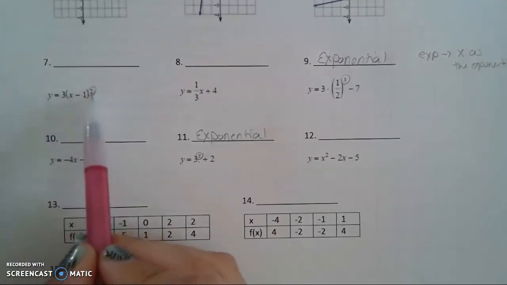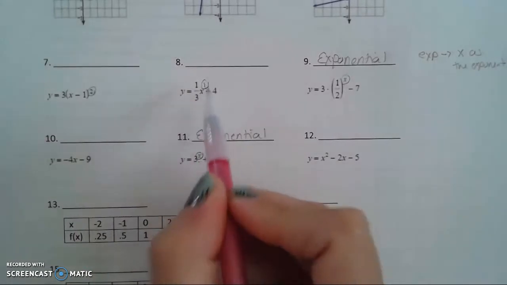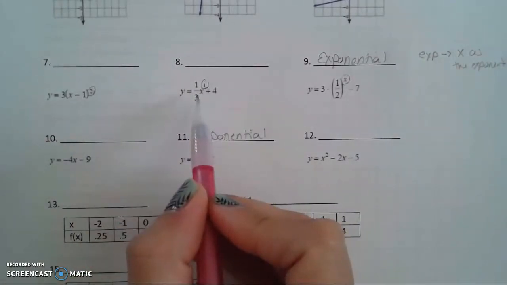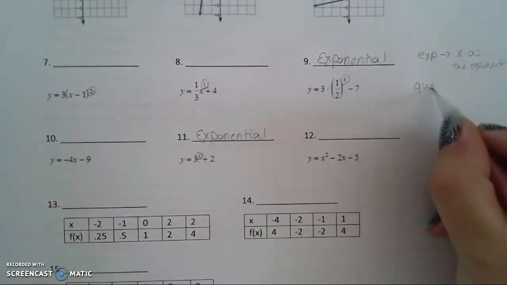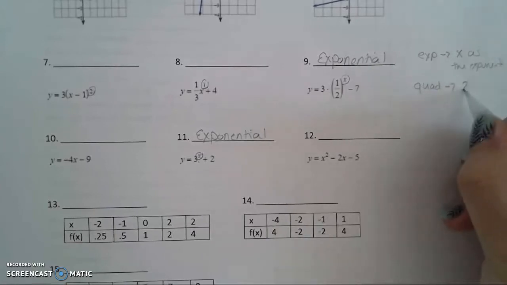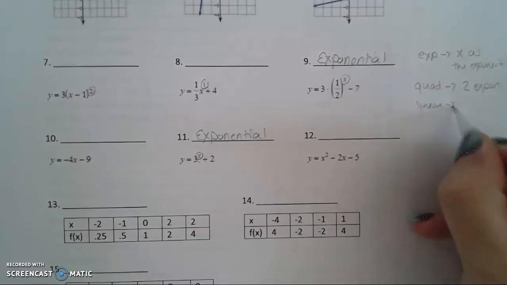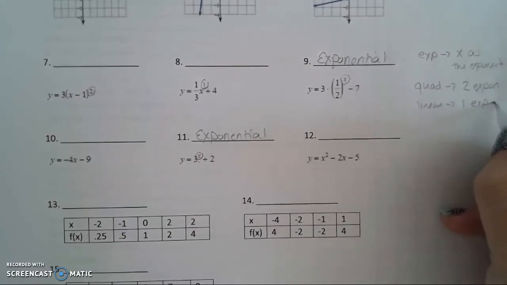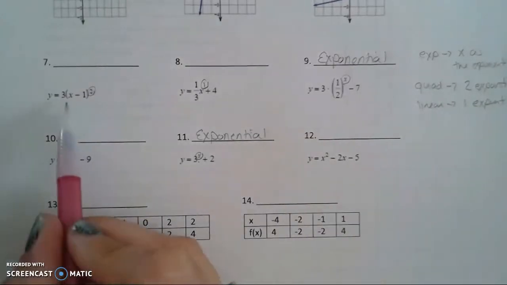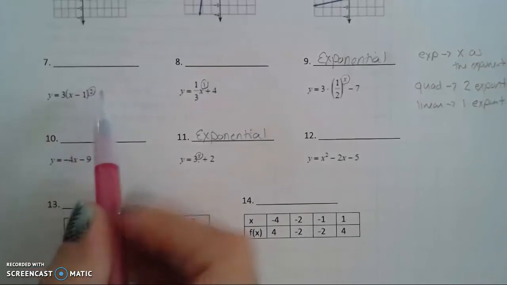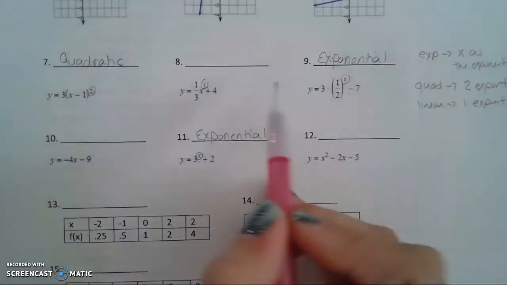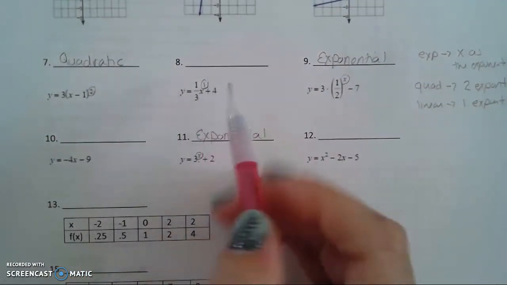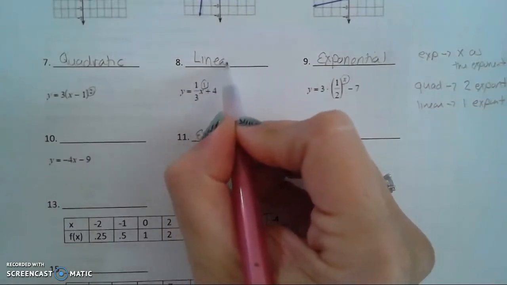So that is my biggest exponent that's written. Here, my biggest exponent that's written is a 1. So that means one of these is going to be a quadratic and the other is going to be a linear. Remember, quadratics have a 2 as the biggest exponent, and linears have a 1 as the biggest exponent. So this one, we said, had a 2 as our exponent, so this one is quadratic. This one has the biggest exponent of 1, so this one is linear.